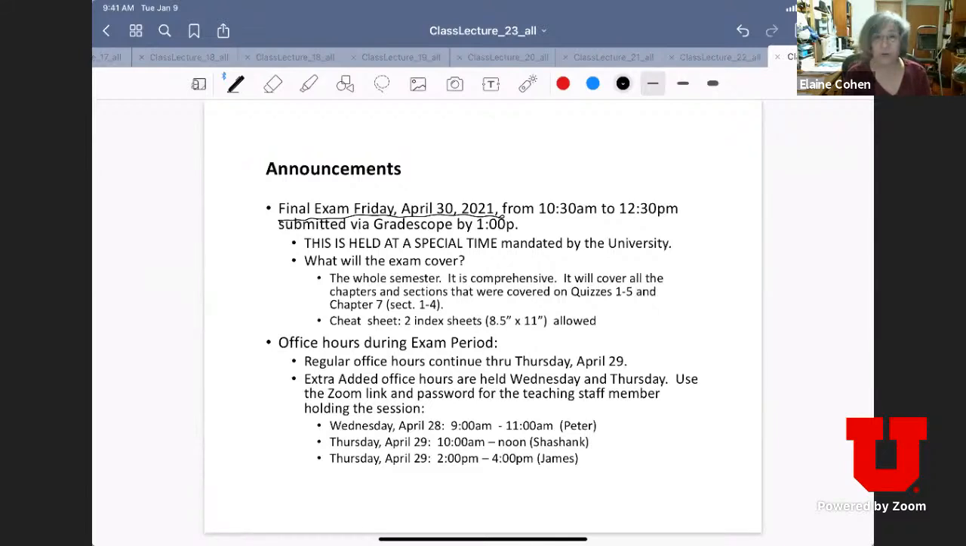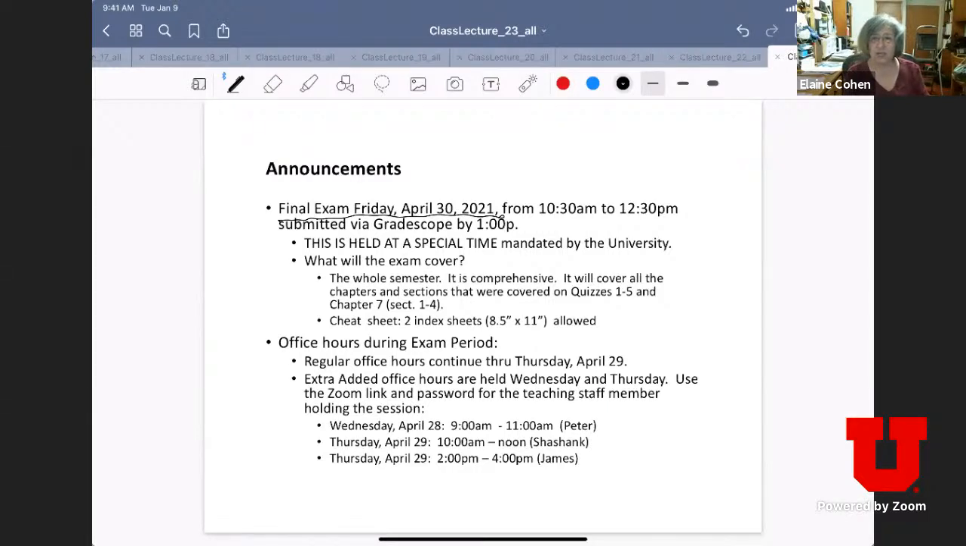What will the exam cover? It's the whole semester. That's what comprehensive means. All the sections that were covered on quizzes 1 through 5, plus chapter 7, sections 1 through 4, the stuff you had homework on. Every homework assignment indicated what sections the problems were related to. Those are the sections that are on the final exam.